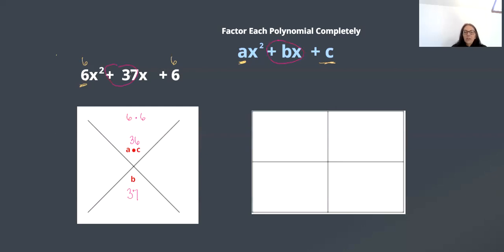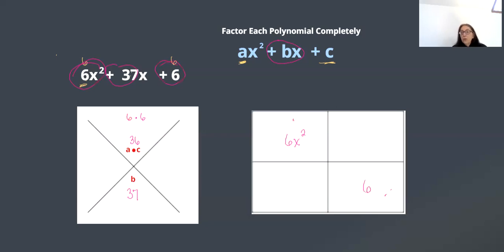Now, just to be a little different, let's go over to our box. What always goes in this first box? Who remembers? Think about it for a second. Okay, the ax squared term goes in the first box. So the 6x squared here, that's what goes in the first box. And what goes in this box down here? Think about it. What did we say goes in the box down there? Yes, your constant, which in this case is positive 6.